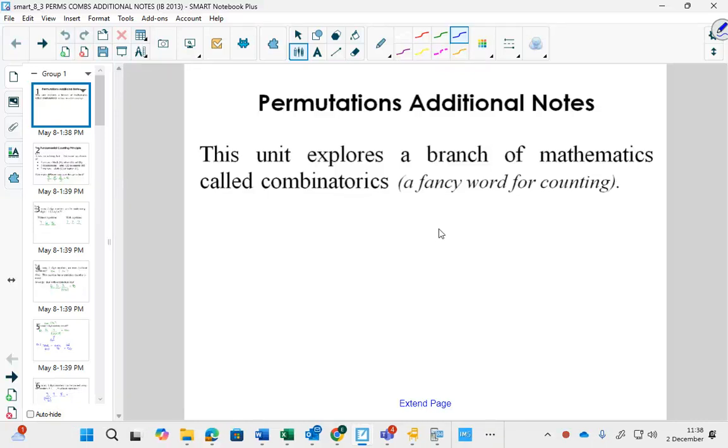So we've got some additional notes for our permutations. This branch of mathematics is called combinatorics, which is a fancy math word for counting complicated and simple things. Some things you count are simple, some are not. And that's where we get permutations and combinations.